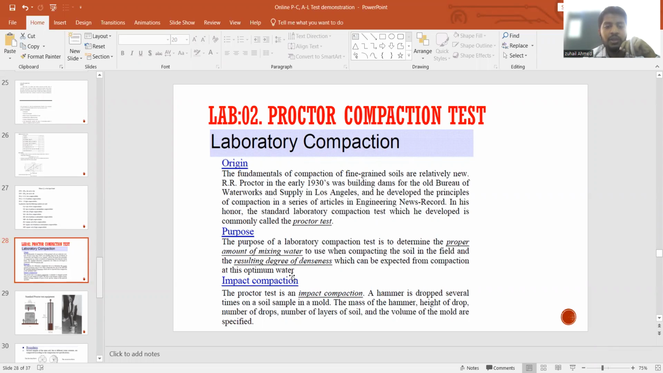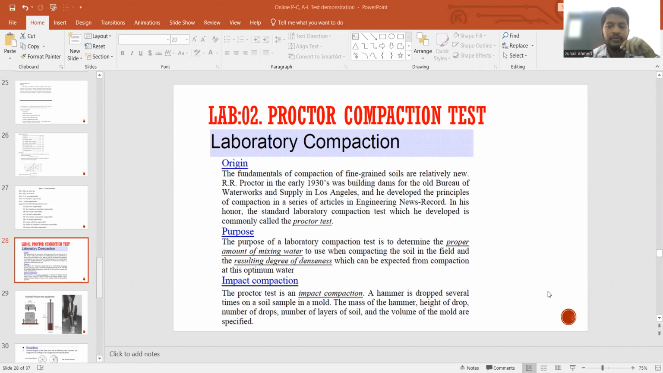When you are adding optimum water, you get the maximum dry density. Maximum dry density you can get at the optimum water content. At the optimum water content, you can find the maximum dry density from this practical.